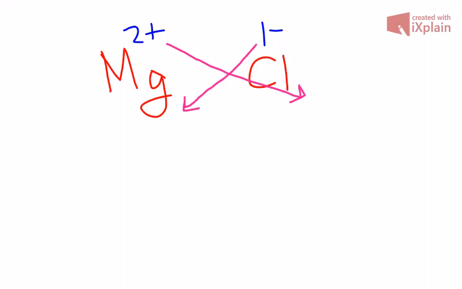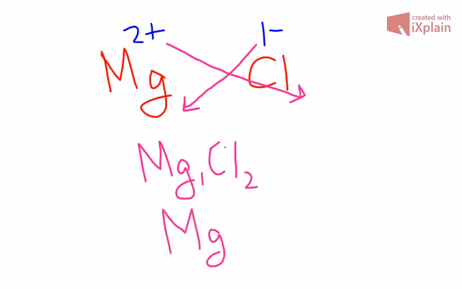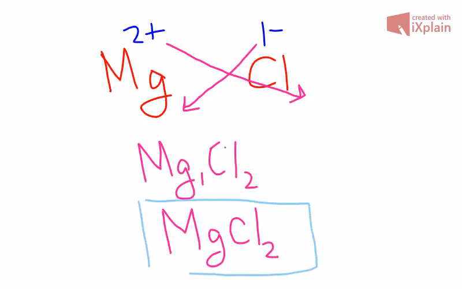And so this formula is going to become Mg1Cl2. Now, do I have to include the 1 on the magnesium? I don't. So the final formula is going to be MgCl2. So this is our final formula for when magnesium makes an ionic bond with chlorine.